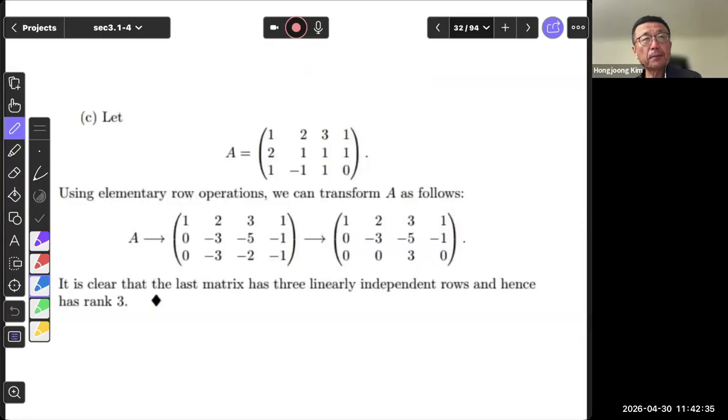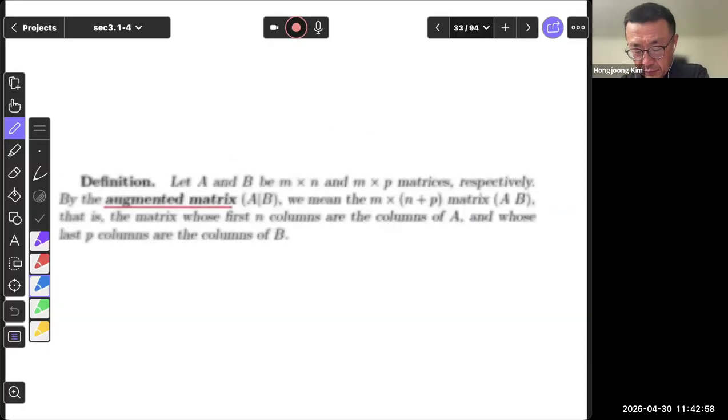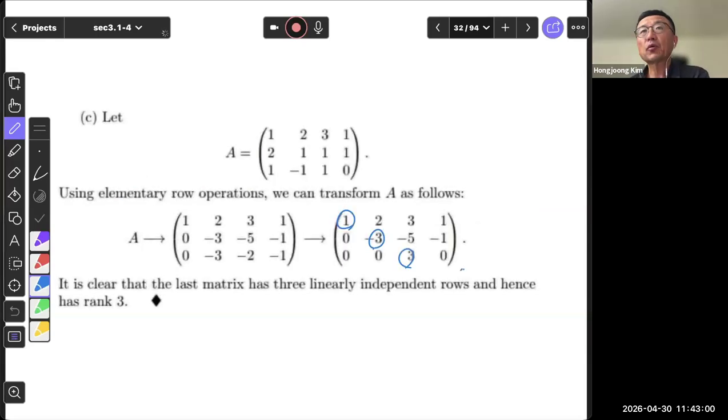Given this A matrix in C, if I perform elementary row operations, you get this. So that means these 3 columns are linearly independent, or these 3 rows are linearly independent. Questions?